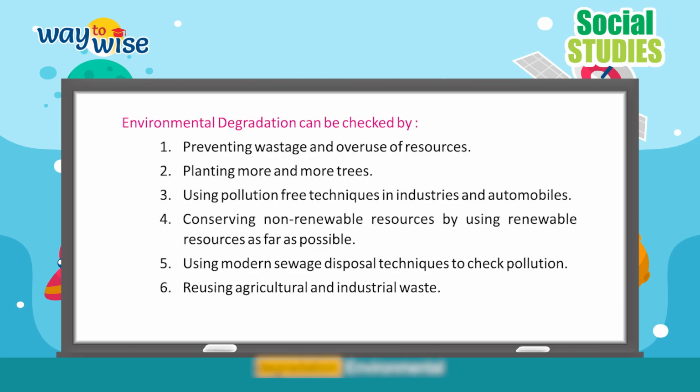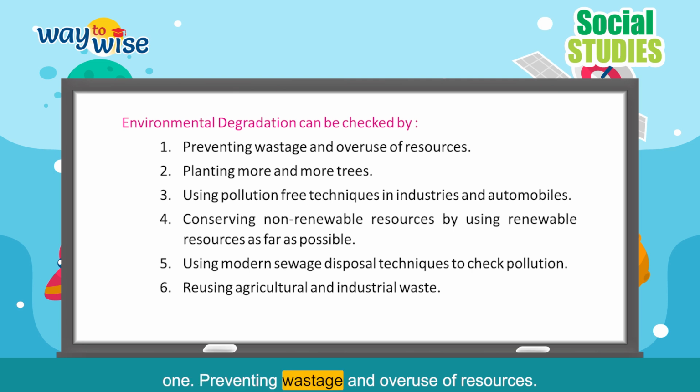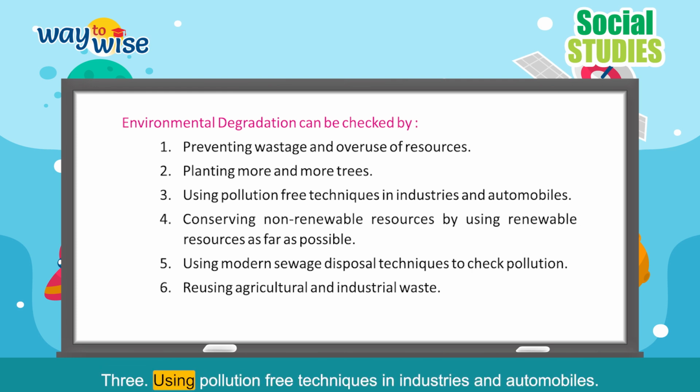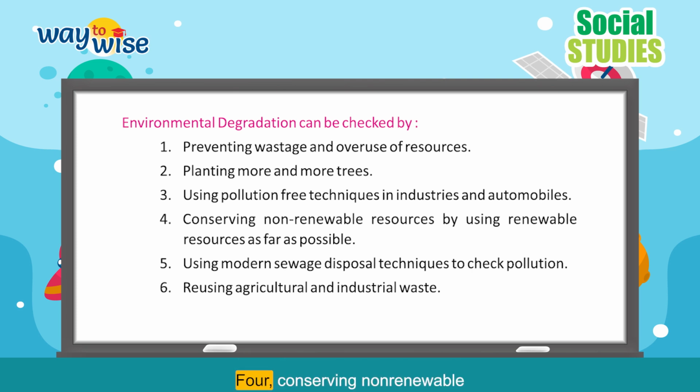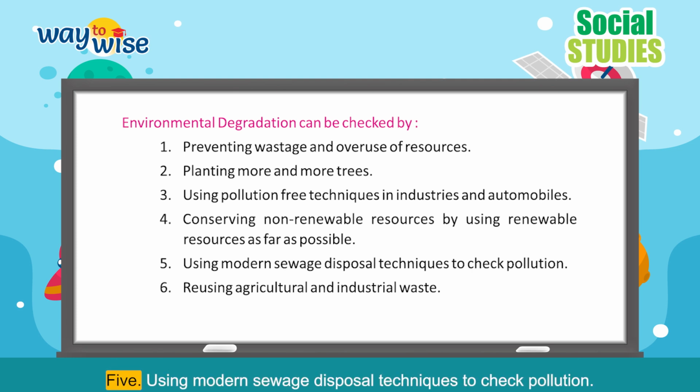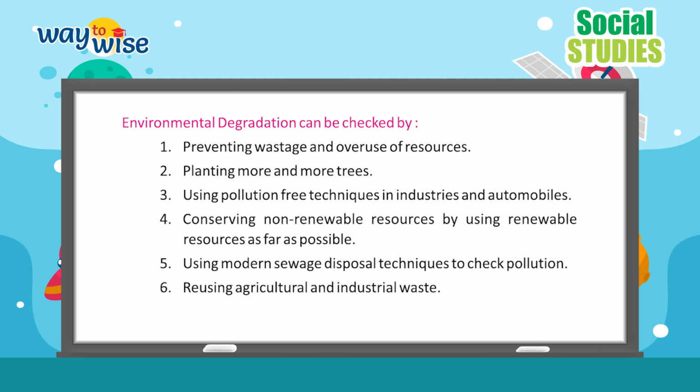Checking environmental degradation. Environmental degradation can be checked by: 1. Preventing wastage and overuse of resources. 2. Planting more and more trees. 3. Using pollution-free techniques in industries and automobiles. 4. Conserving non-renewable resources by using renewable resources as far as possible. 5. Using modern sewage disposal techniques to check pollution. 6. Reusing agricultural and industrial waste.